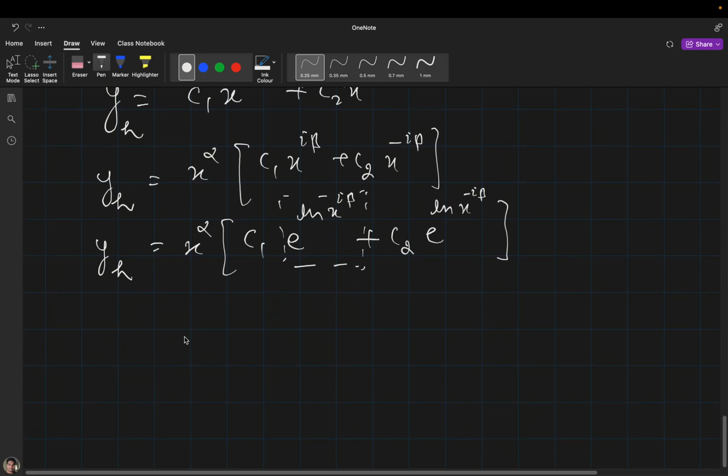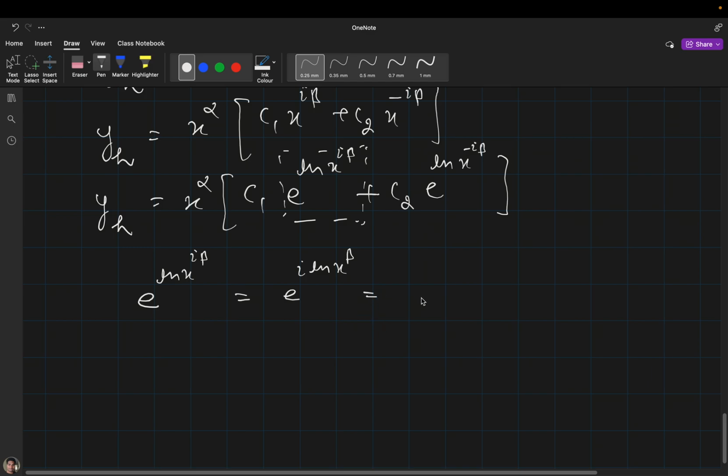Here you can see that I can also write e^(ln x) raised to the power iβ as e raised to the power i ln x raised to the power β. So again, from the Euler identity, I can write cos(ln x)^β plus i sin(ln x)^β. If you further simplify it, I can write cos(β ln x) plus i sin(β ln x).